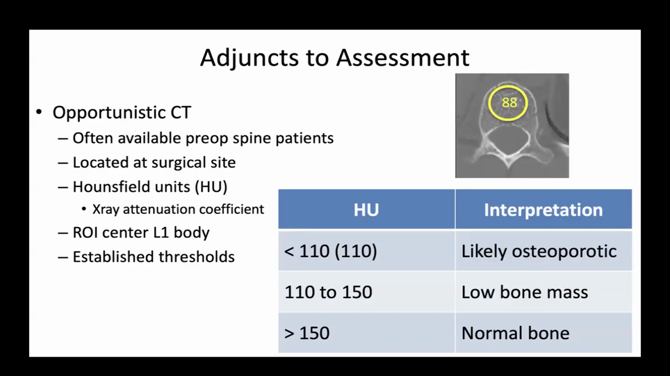Perhaps the most popular one, gaining a lot of use and a lot of publications, is the use of CT scans. It seems like anybody who passes anywhere near a hospital these days gets a CT scan. And so these are available and can be used opportunistically to assess bone health. And the advantage is here we can measure things at a surgical site. And what we're measuring is something called the Hounsfield unit.